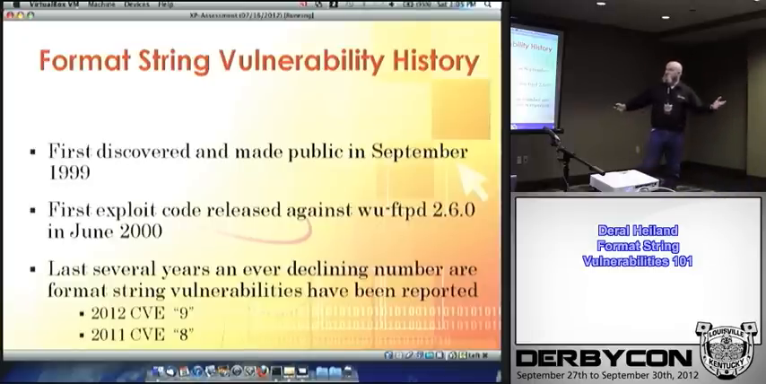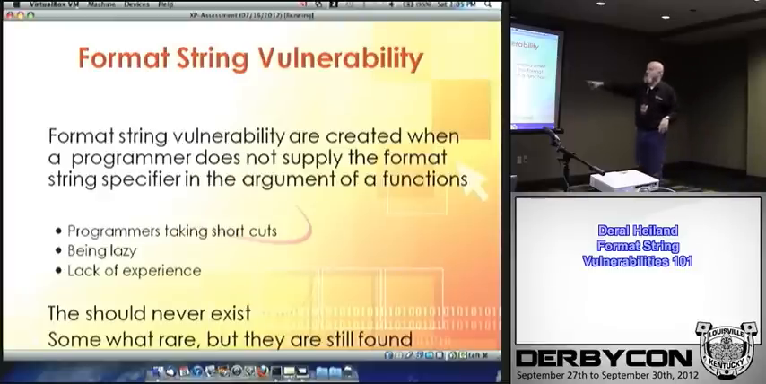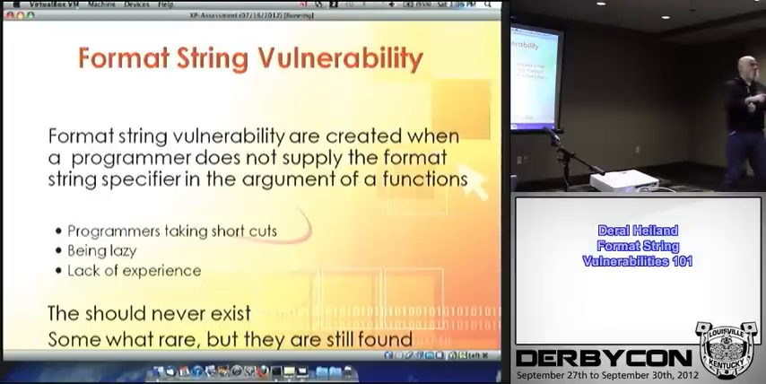So let's move on from here. Format string vulnerabilities, like I said, are created when programs do not supply the format string specifier. Why does this happen? A programmer takes shortcuts, he's being lazy. He doesn't want to actually enter it in. He's inexperienced, lack of experience. He's using old code blocks.